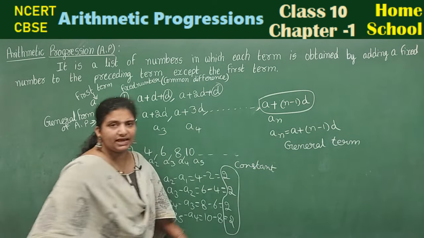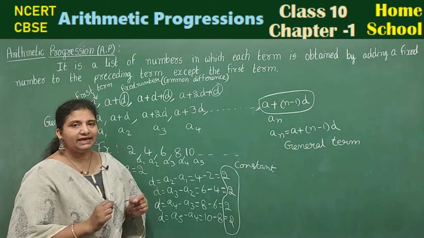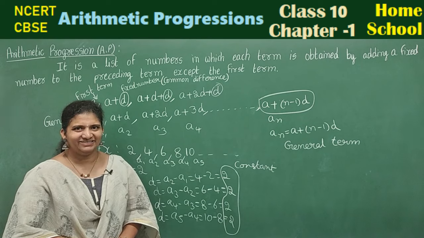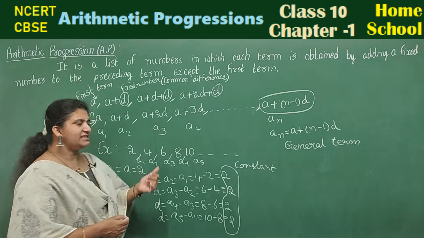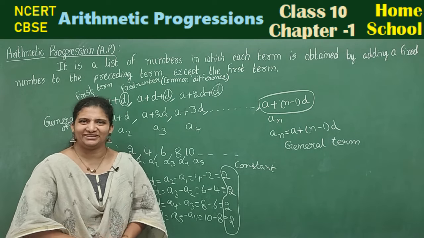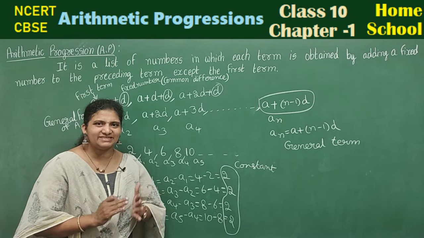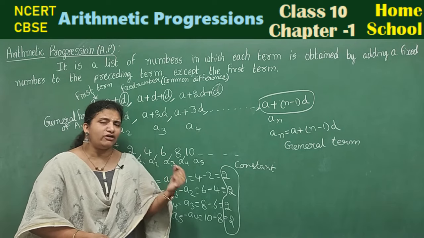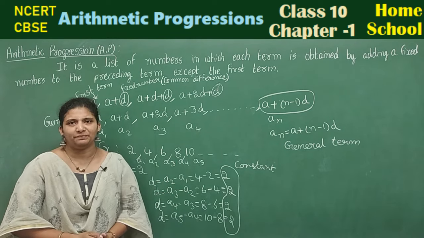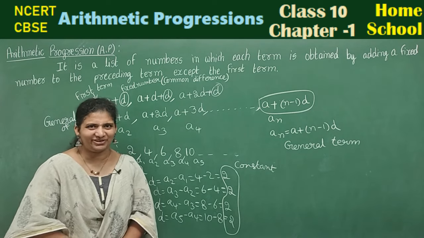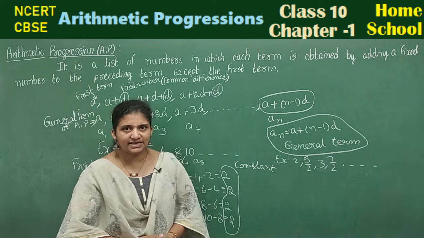Constant, in the sense that you get the same answer, then this sequence is an arithmetic sequence. You may say this as arithmetic sequence or arithmetic progression. The sequence is in arithmetic progression. Suppose any one of the differences is not the same, then you can say that it is not in arithmetic progression. Let's take another example.